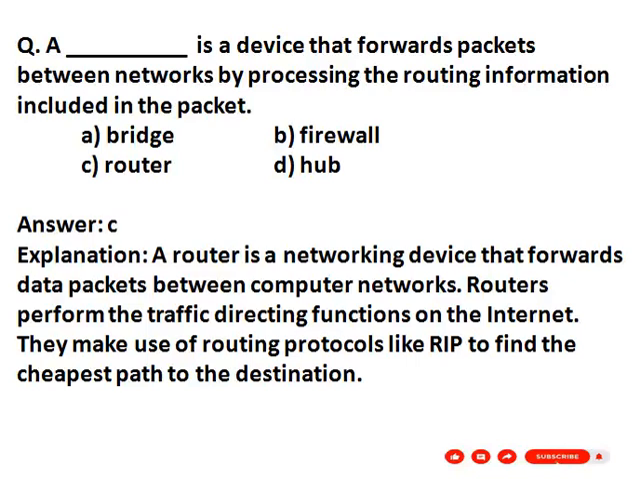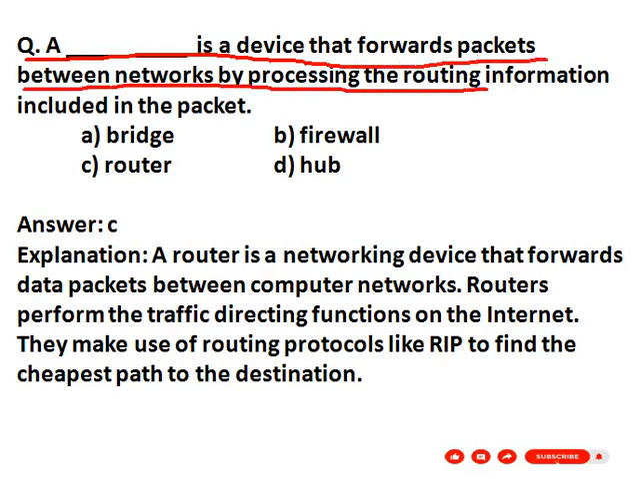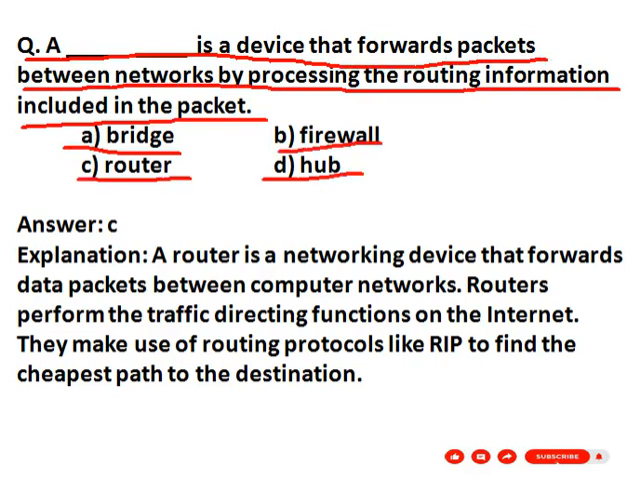Here we are discussing some important questions of computer networks. Our first question is, a dash is a device that forwards packets between networks by processing the routing information included in the packet. Given options are A bridge, B firewall, C router, D hub. The correct answer is option C, router.